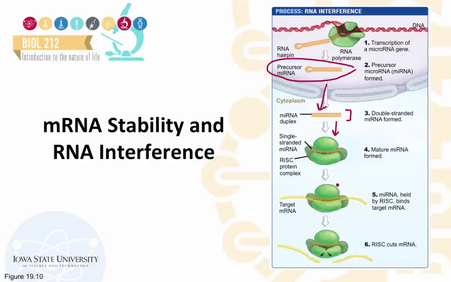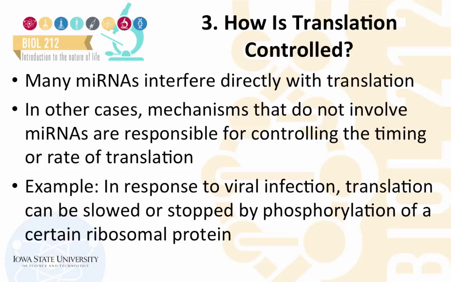In combination with the RISC complex, the mature microRNA then binds to a complementary target mRNA sequence, which results in the degradation of the target mRNA by the enzymatically active part of the RISC complex. Once the mRNA is degraded, it cannot be translated to form proteins, and this is how gene expression is regulated through RNA interference. The third mechanism that helps regulate gene expression is the control of translation itself.